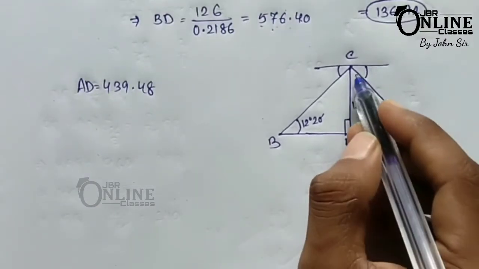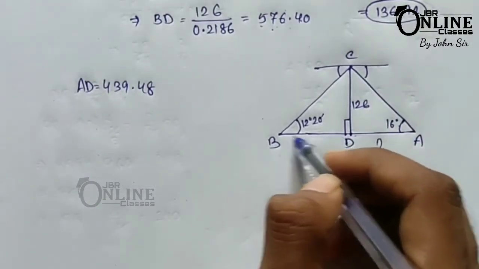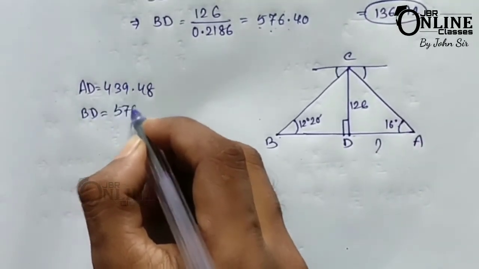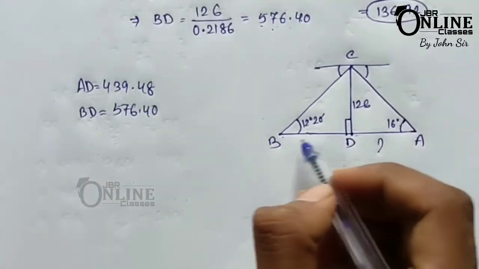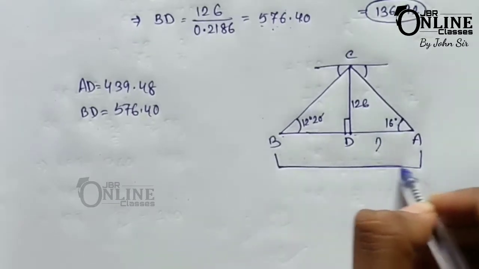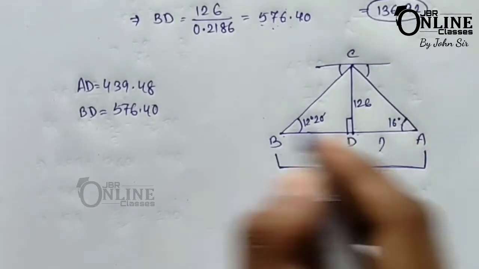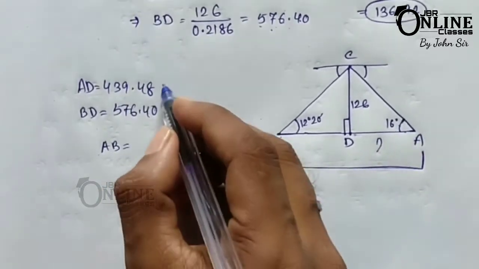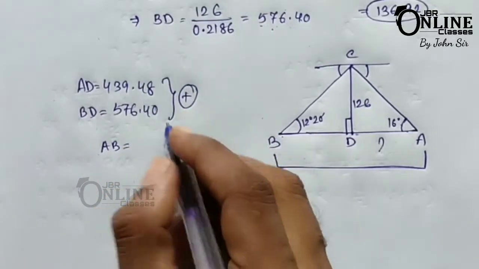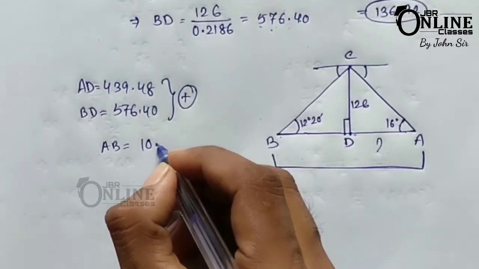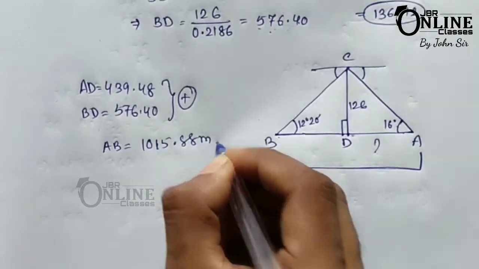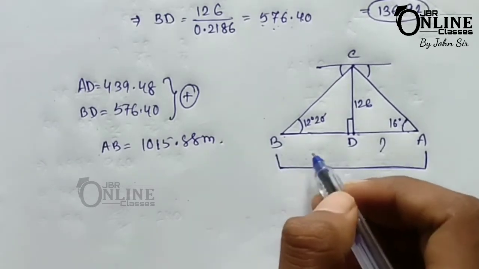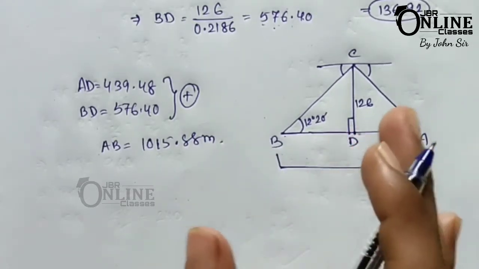For the second one, CD by BD, so here you will get BD equal to 576.40. Now to get the value of AB, as AB is the distance between the two rocks, AB equals BD plus this one. That means you have to add these two numbers, and finally you will get 1015.88 meters. So 1015.88 meters is the distance between the rocks when they lie on opposite sides of the tower.